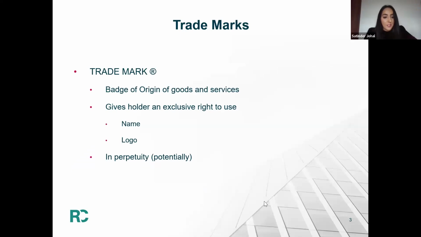So yes, I'll be starting off with trademarks. So trademarks, badge of origins of goods and services. In other words, traders use these to differentiate their goods from those of other traders. A trademark gives the holder a statutory right to the exclusive use of the mark, such as the name or logo in connection with the goods and services.